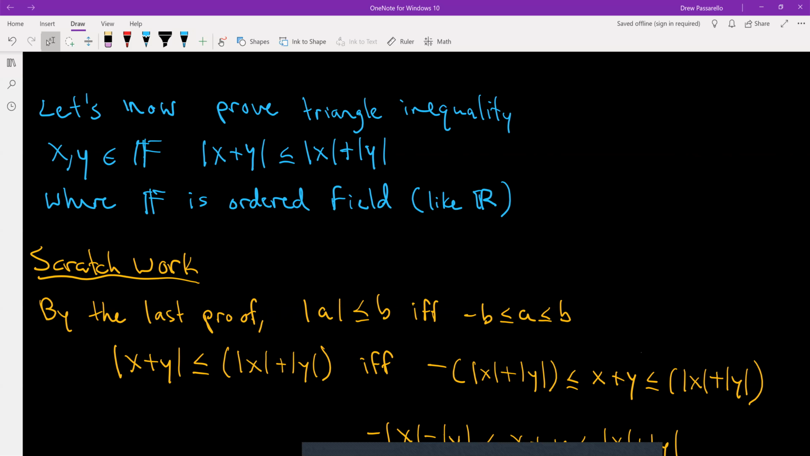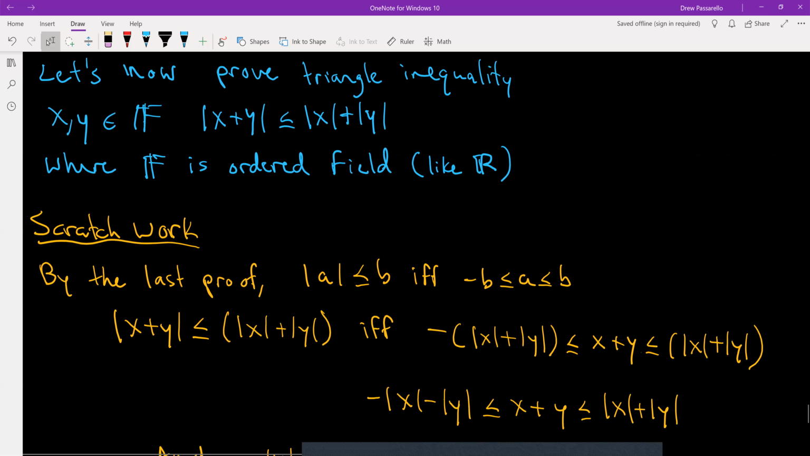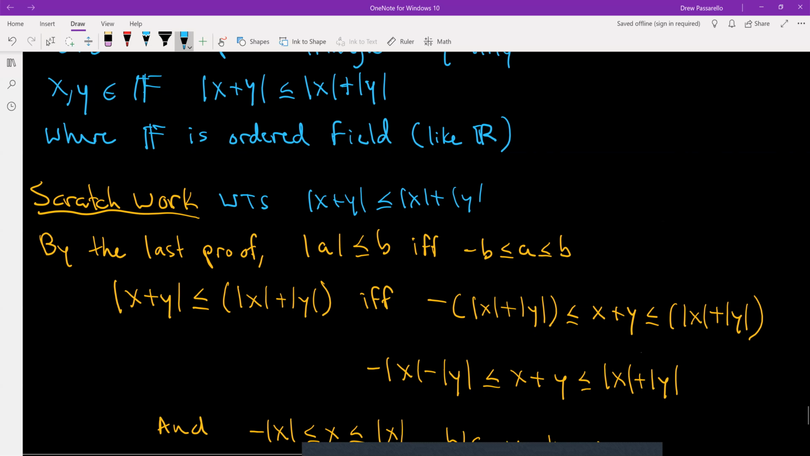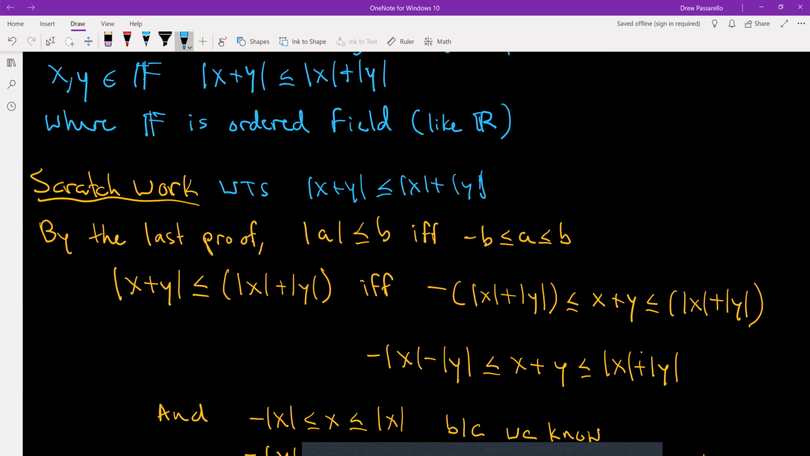So this is the scratch work. And with the scratch work, I actually start with what we're trying to show. Right? So what we're trying to show: the absolute value of x plus y is less than or equal to the absolute value of x plus the absolute value of y. All right, so that's what we're trying to show.